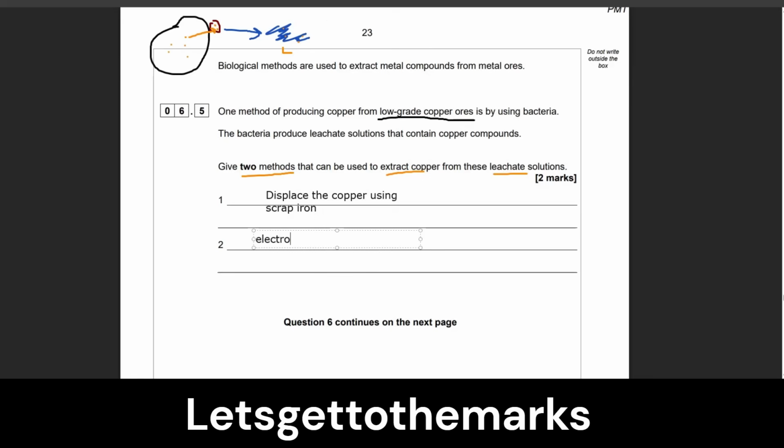The other method is by doing that dreaded substance, electrolysis, which separates different ions and turns them back into elements. So if you do electrolysis on the leachate solution, you'll get copper metal formed at one of the electrodes.